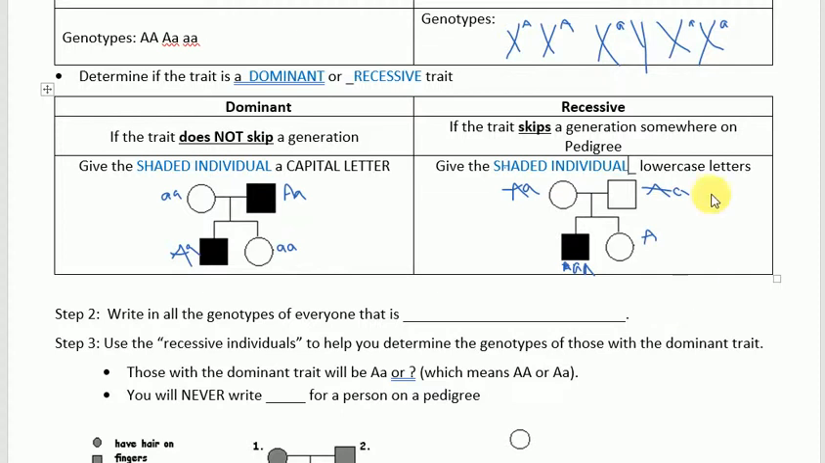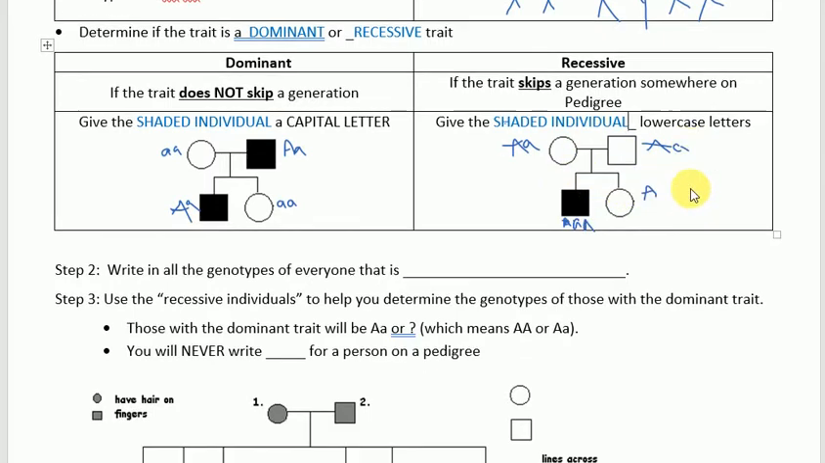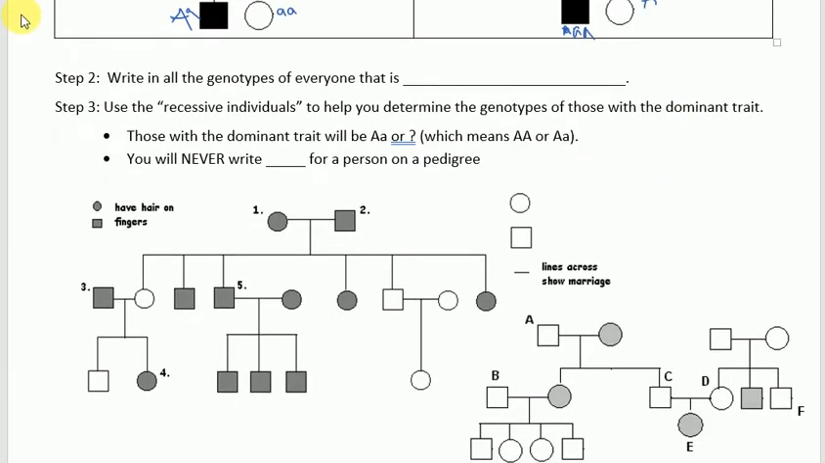Okay? Also, I want to make sure that you understand when I say it skips a generation. So here, there's no affected individuals. Nothing to go off of, but then all of a sudden there's one here. So that is what we mean by skip generation, and we'll talk about that more.